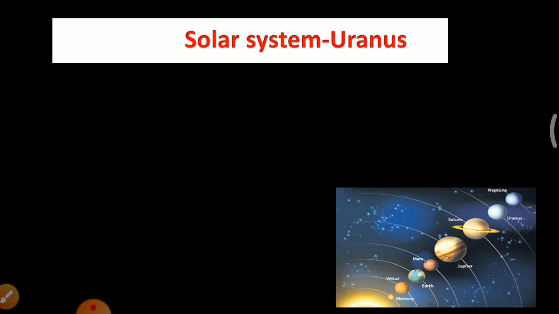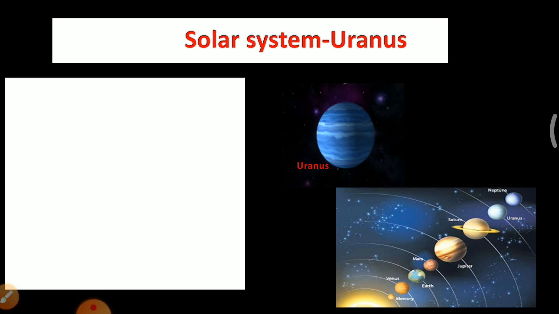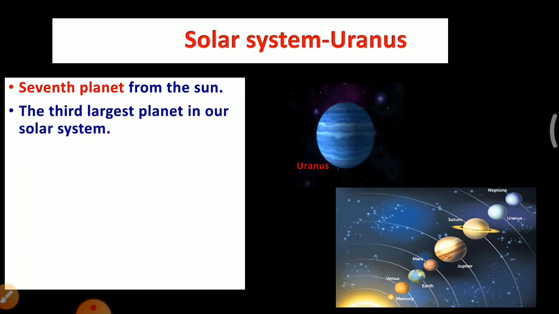The next planet is Uranus. Look at this image and count its position and place: 1, 2, 3, 4, 5, 6, 7. Look here, this is Uranus. Seventh planet from the sun. The third largest planet in our solar system.